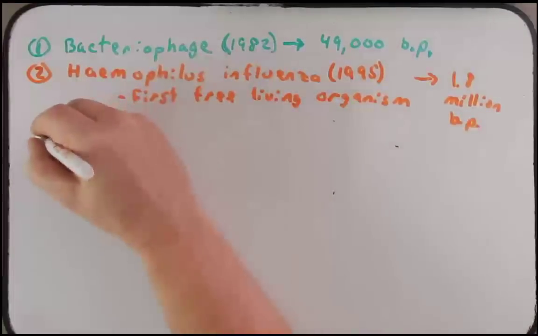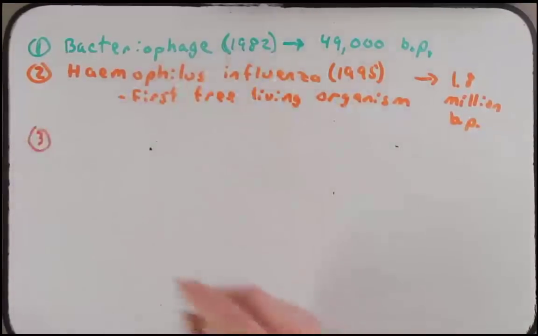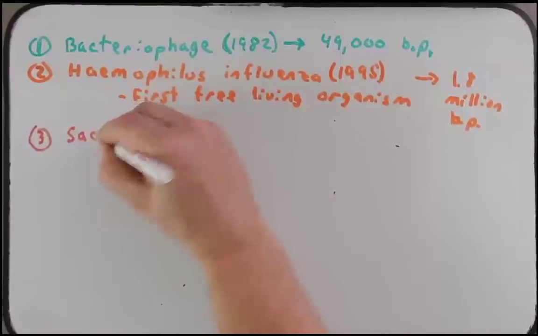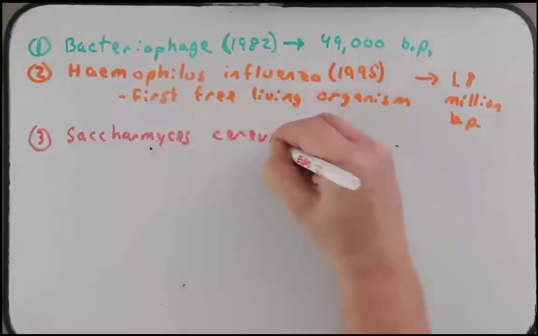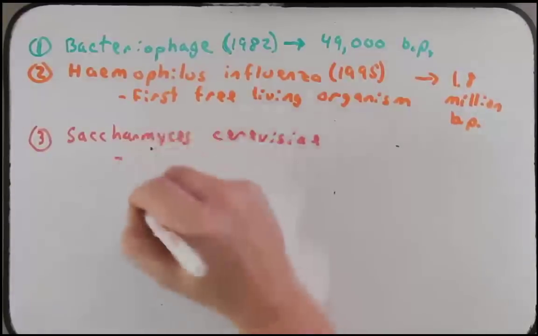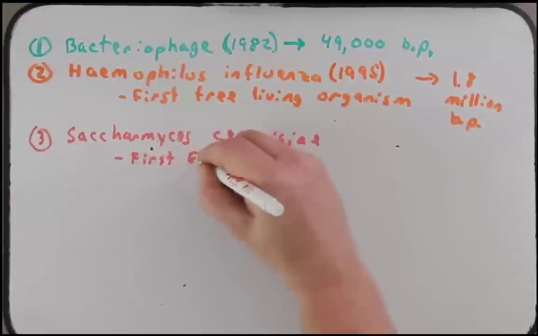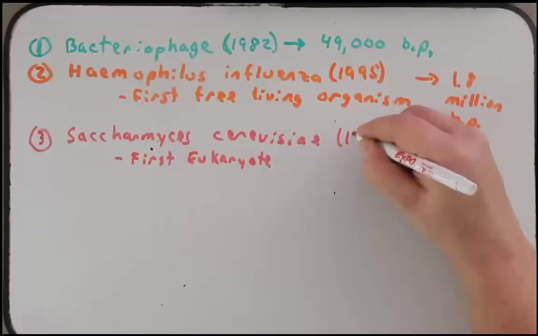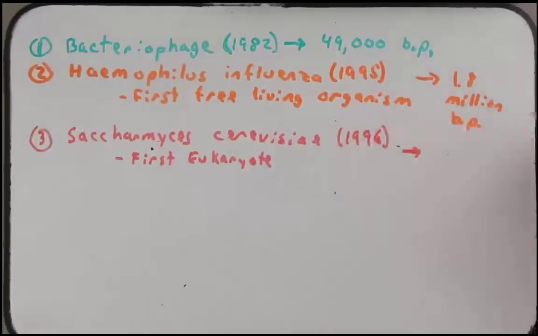The third one to be sequenced is one that's near and dear to my heart, and that is Saccharomyces cerevisiae, the common yeast. This was an important landmark genome because it was the first eukaryote. And this was completed, anyhow, in 1996. It contains about 12 million base pairs.